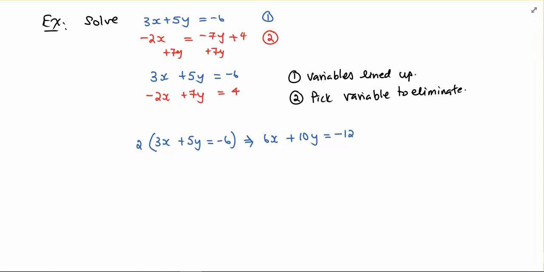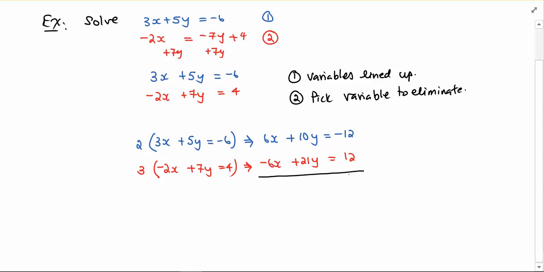And then I'm going to take that second equation, and I'm going to multiply this one by 3. If I did that, I get negative 6x plus 21y equals 12. And now if I were to add these, the x's will eliminate, right? So the x's cancel out, and I get, what is that, 31y and negative 12, positive 12, 0.